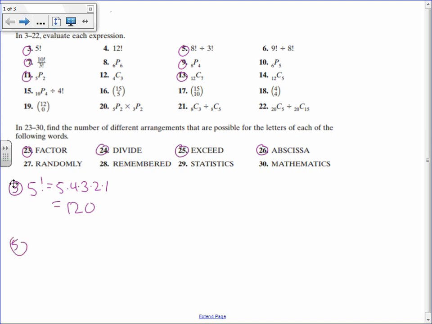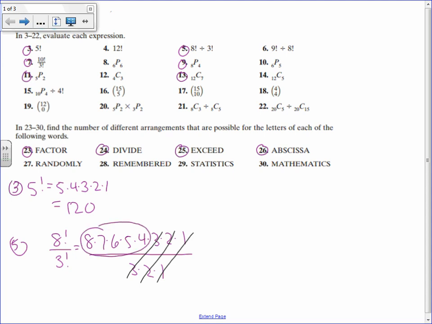Number 5 is 8 factorial divided by 3 factorial. Now there are a couple ways to do this. You could just put this in your calculator and that's fine, but I just want to point out that if you write out 8 factorial and 3 factorial, some of this stuff is going to cancel. So really 8 factorial divided by 3 factorial is just 8 times 7 times 6 times 5 times 4, which will be 6,720. Either way you did it, if you just put it in your calculator, you get the same answer.